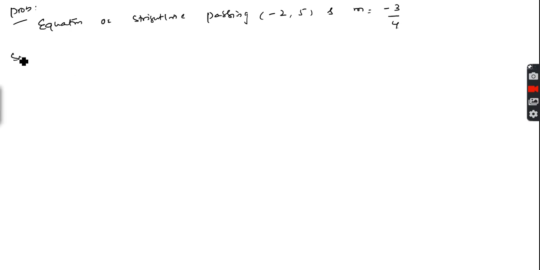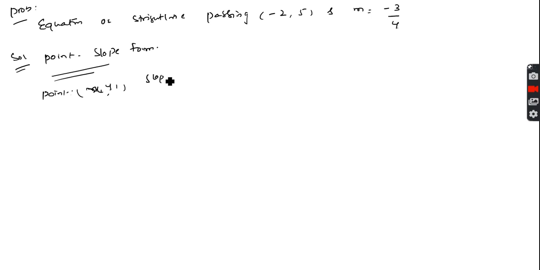So therefore here given that slope, point slope form. So therefore the point is x1, y1 and slope equal to m. What is the formula? The formula is y minus y1 equal to m into (x minus x1).